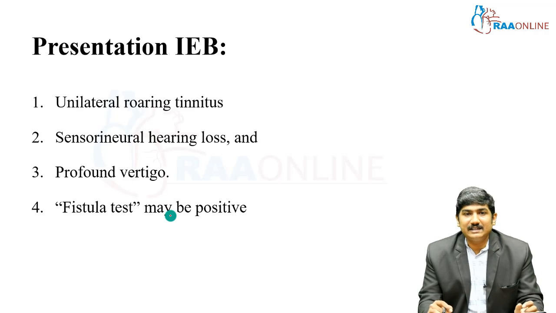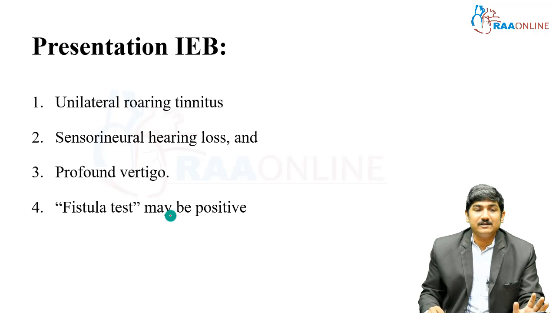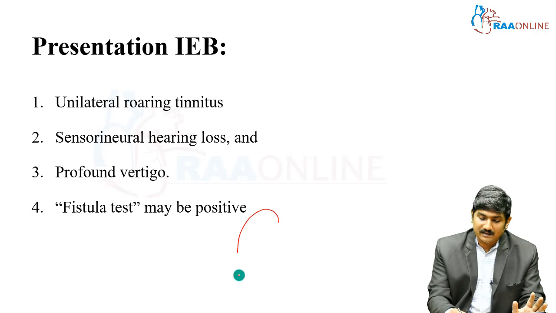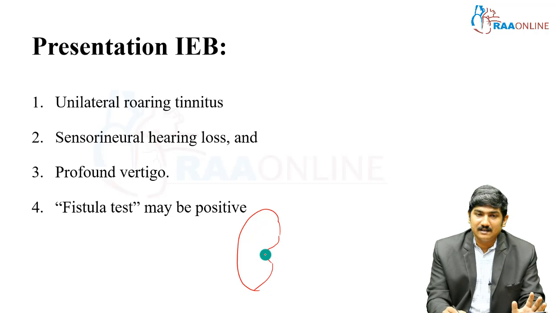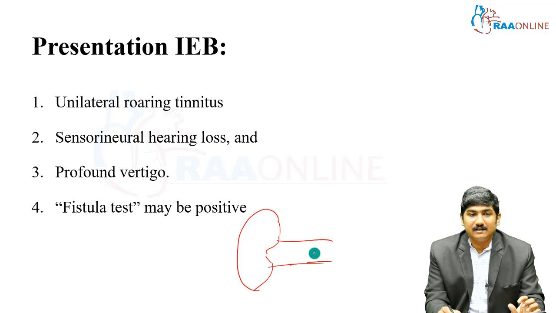and it can cause injury to the inner ear as well. So, how is this inner ear barotrauma going to present? Unilateral roaring tinnitus, sensorineural hearing loss, profound vertigo, and on your examination, the fistula test may be positive. What is the fistula test? This is a pinna, right? This is a tragus. By fluctuating the pressure in the external auditory canal, you will be able to elicit vertigo or nystagmus in this particular patient. This is called the fistula test.